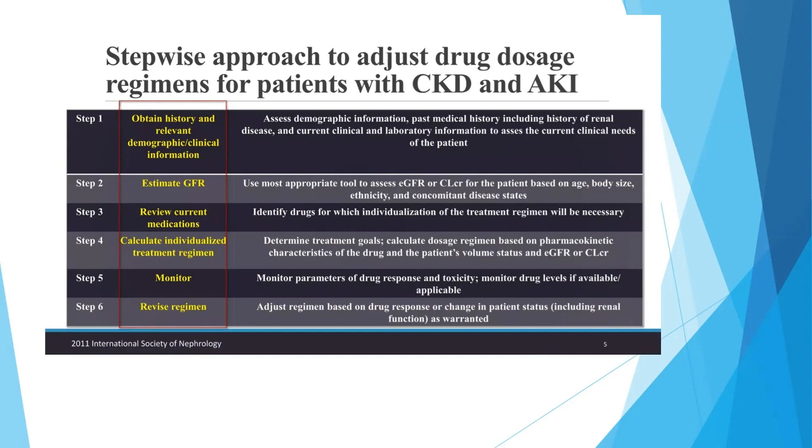Review current medications. Identify drugs for which individualization of the treatment regimen will be necessary. Calculate the individualized treatment regimen: determine treatment goals, and calculate doses and regimen based on pharmacokinetic characteristics of the drug and the patient's volume status and eGFR or creatinine clearance. Monitor parameters of drug response and toxicity. Monitor drug levels if available or applicable. Revise the regimen: adjust the regimen based on drug response or change in patient status, including renal function, as warranted.